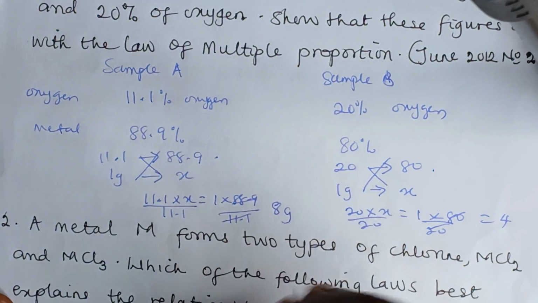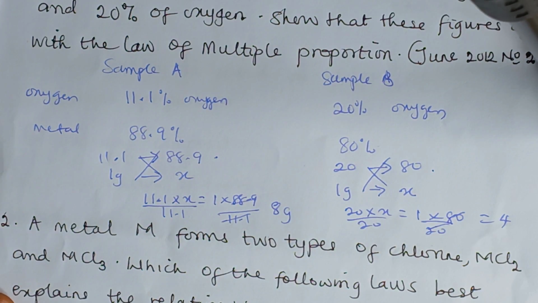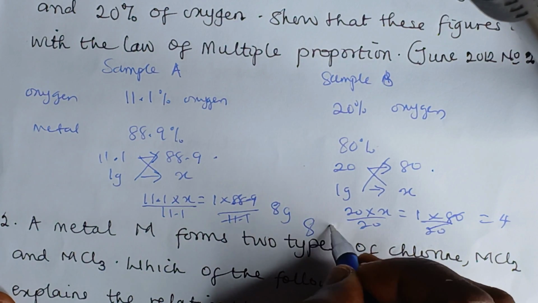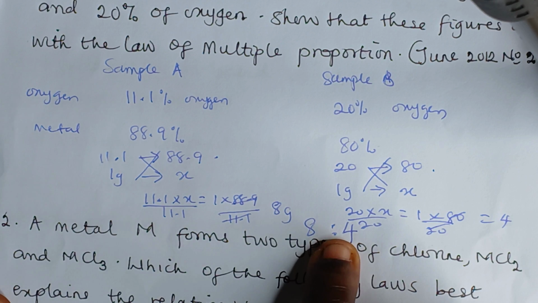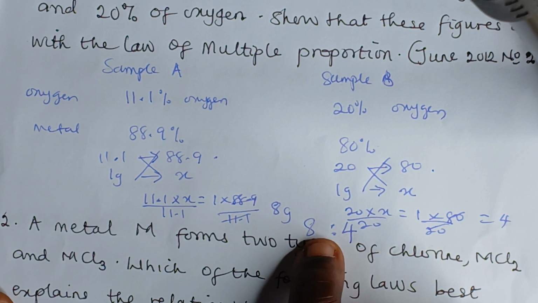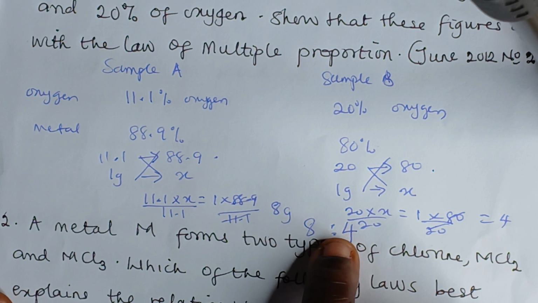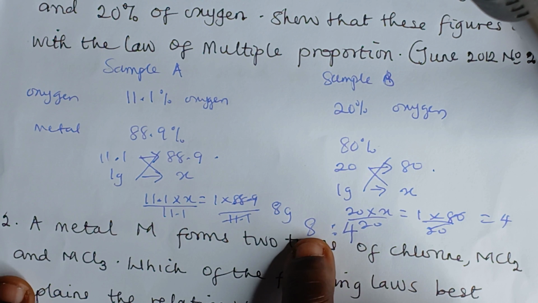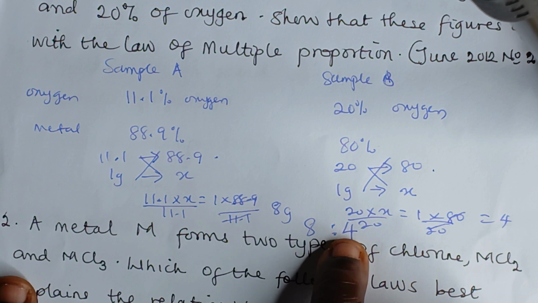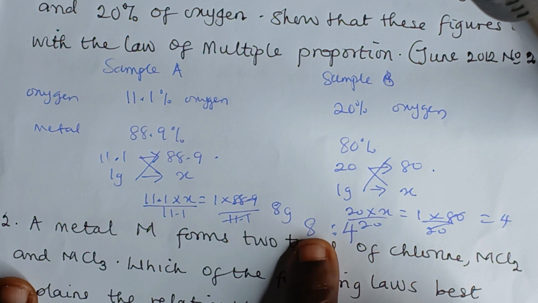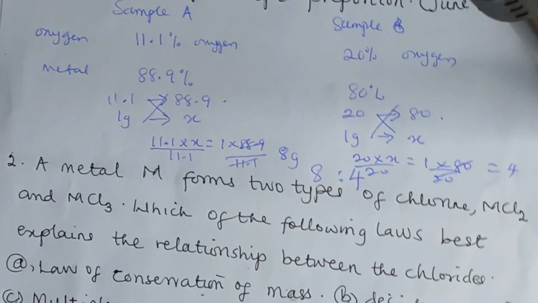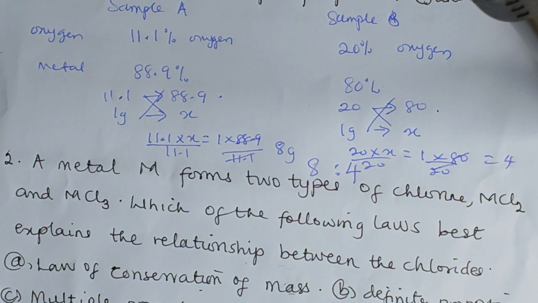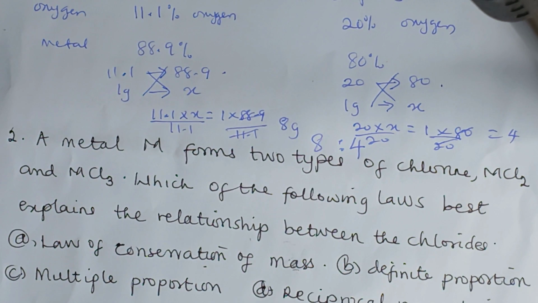So we can see here that sample A actually contains 8 gram, while that of B contains 4. You can see that these are in what? A kind of multiple proportion, like simple whole number ratio, ratio 2 to 1, and they are multiples. The first one is a multiple of the second one. So this calculation actually backs up the law of multiple proportion. And that leads us to the second question.